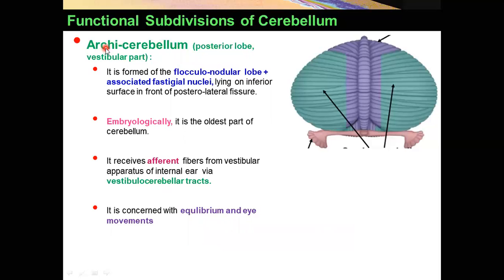Okay, archicerebellum. It is also called the posterior lobe or the vestibular part. Archicerebellum is this one here. It is formed of the flocculonodular lobe plus associated fastigial nuclei lying on the inferior surface in front of the posterolateral fissure. Embryologically, the flocculonodular lobe is the oldest part of the cerebellum. It receives afferent fibers from the vestibular apparatus of the internal ear through vestibulocerebellar tracts. It is concerned with equilibrium and eye movements.